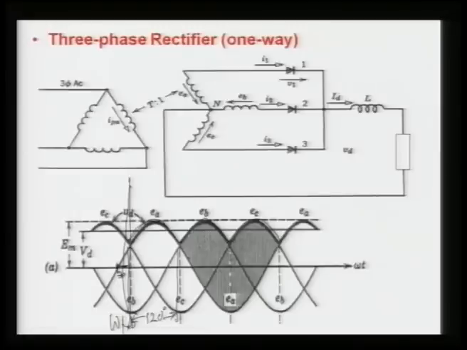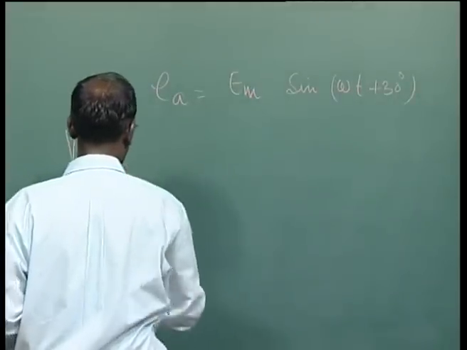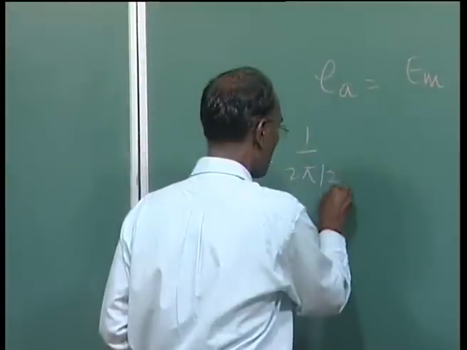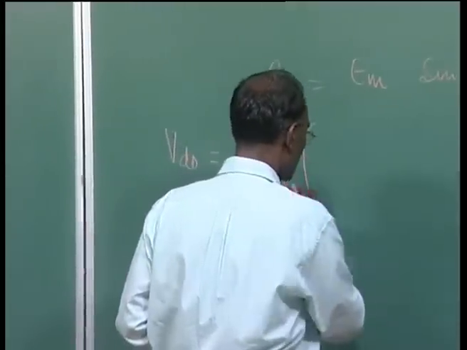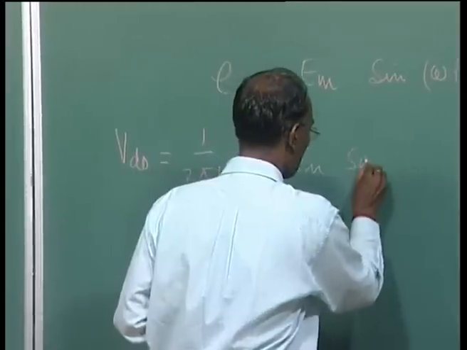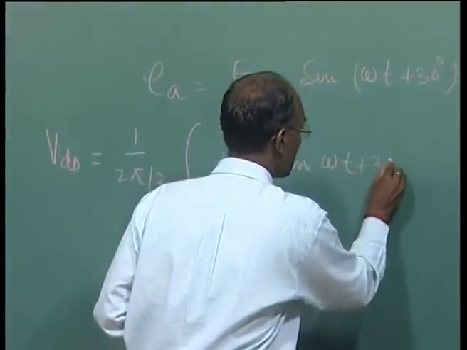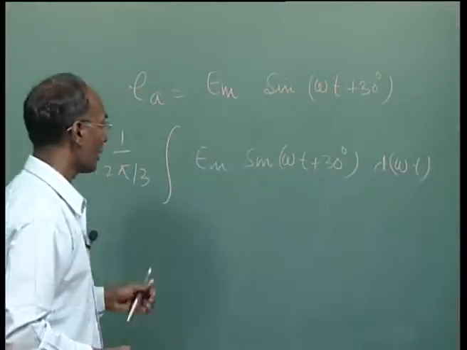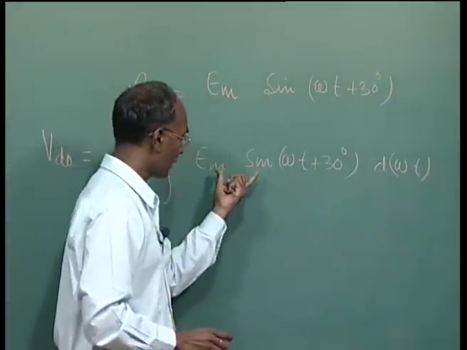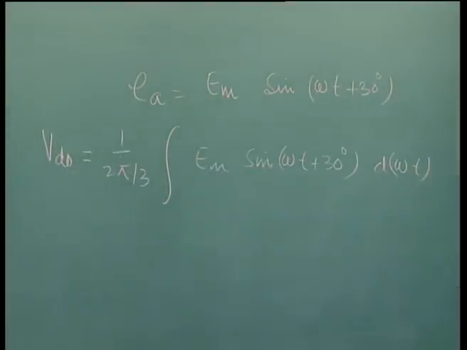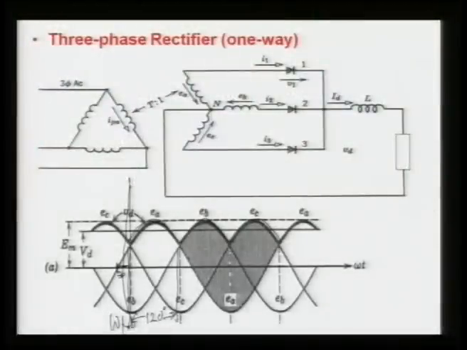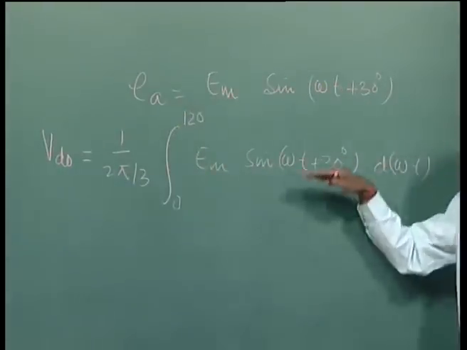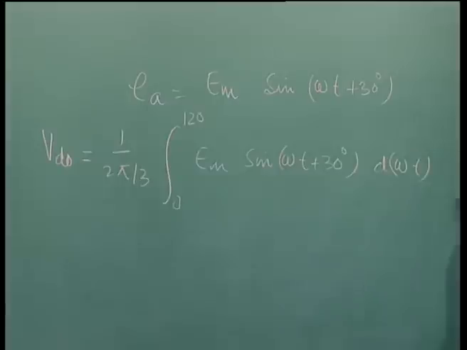To take the VDO, this pulse is for 120 degrees, or 2 pi by 3, and I have to integrate EM sin omega t plus 30 degree with d omega t. Since our axis starts where omega t is equal to 0, we integrate from 0 to 120 degrees, because this is one pulse. If you derive this, you will get the same expression which we derived last time.